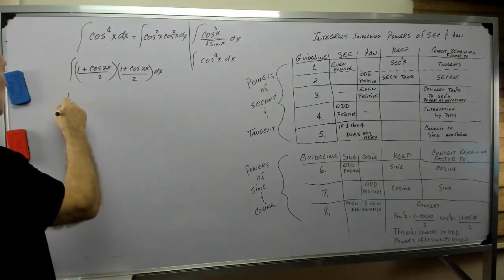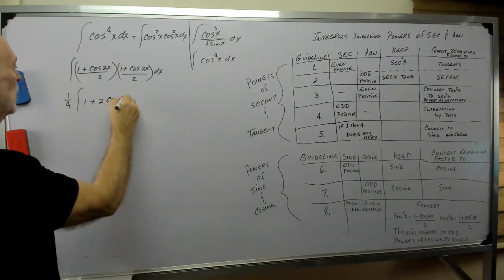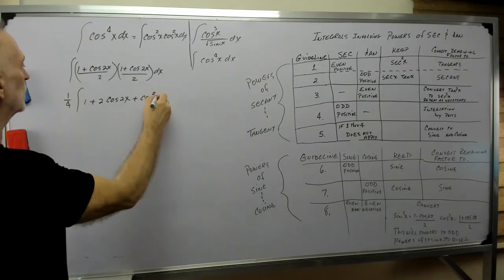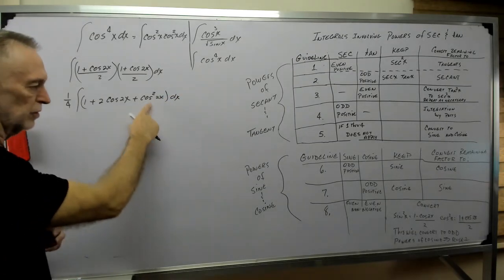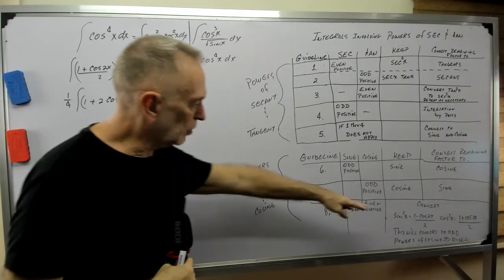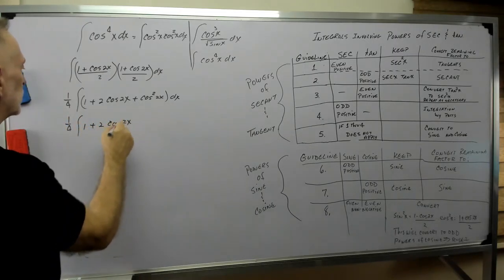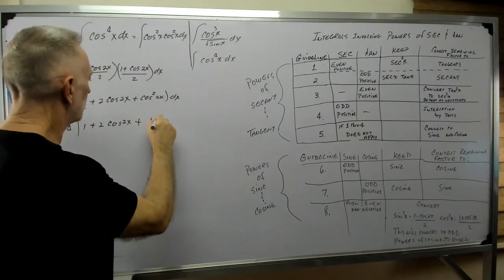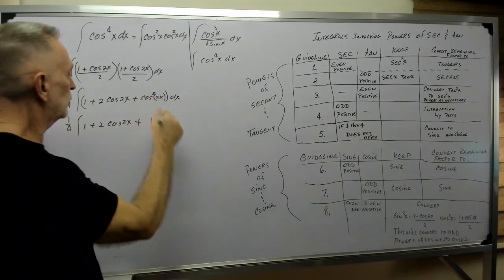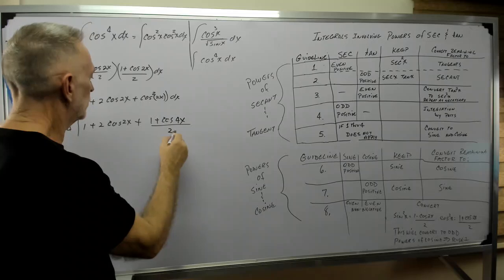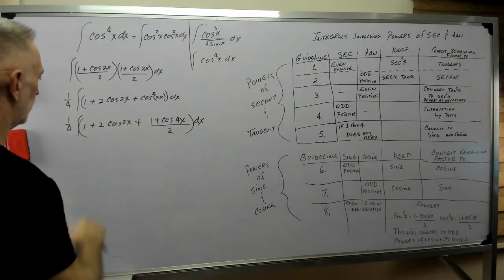I have the 1/4. I'll just put it to the outside. Integral of 1 plus 2 cosine 2x plus cosine squared 2x dx. Well, this is going to give me a little trouble. I'll just repeat that cosine squared formulation again. So I have 1/4 the integral of 1 plus 2 cosine 2x plus 1 plus cosine 2 times the angle, but my angle is 2x. So 2 times 2x gives me 4x, and all of that's over 2. Okay, that's my integral.